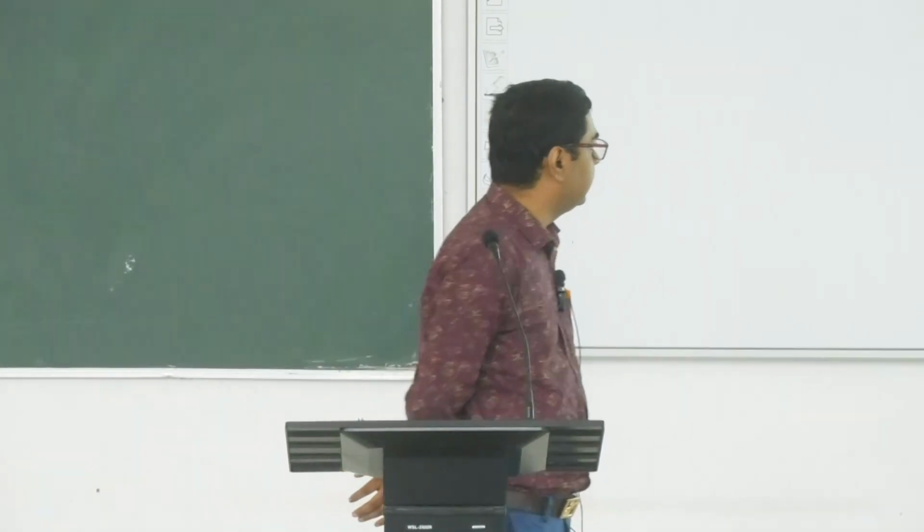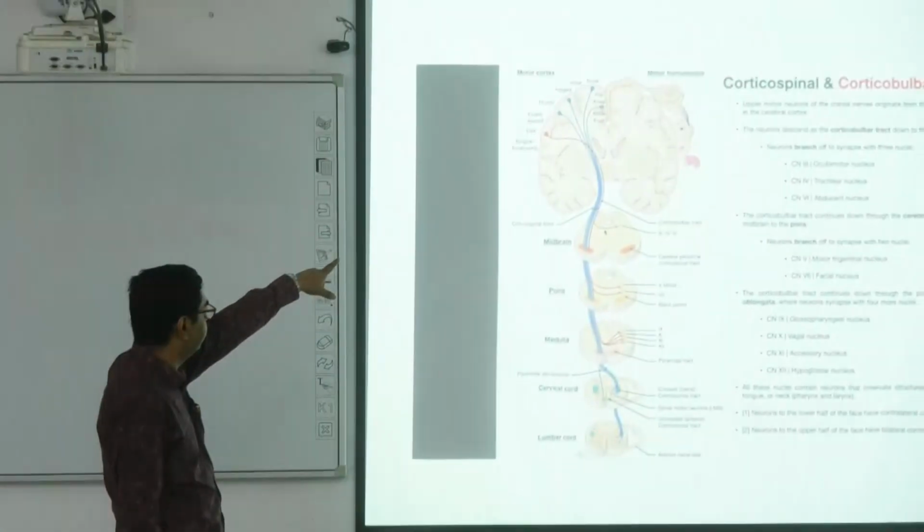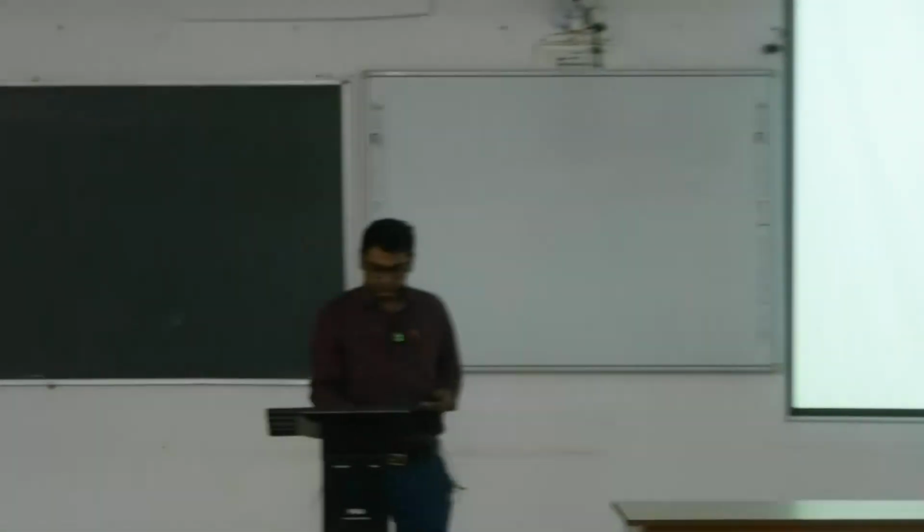So the genu of the internal capsule, and the corticonuclear fibers end on different motor nuclei of the cranial nerves in the brainstem.